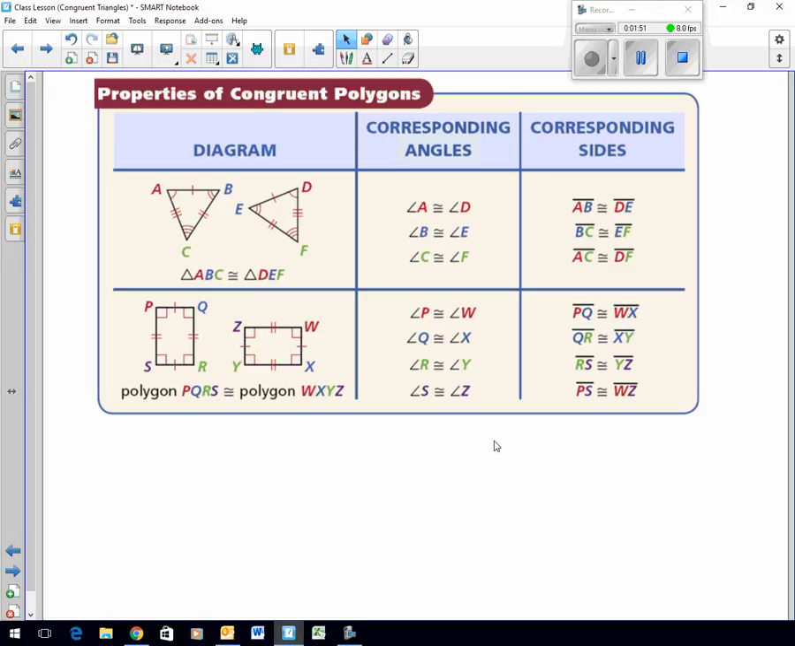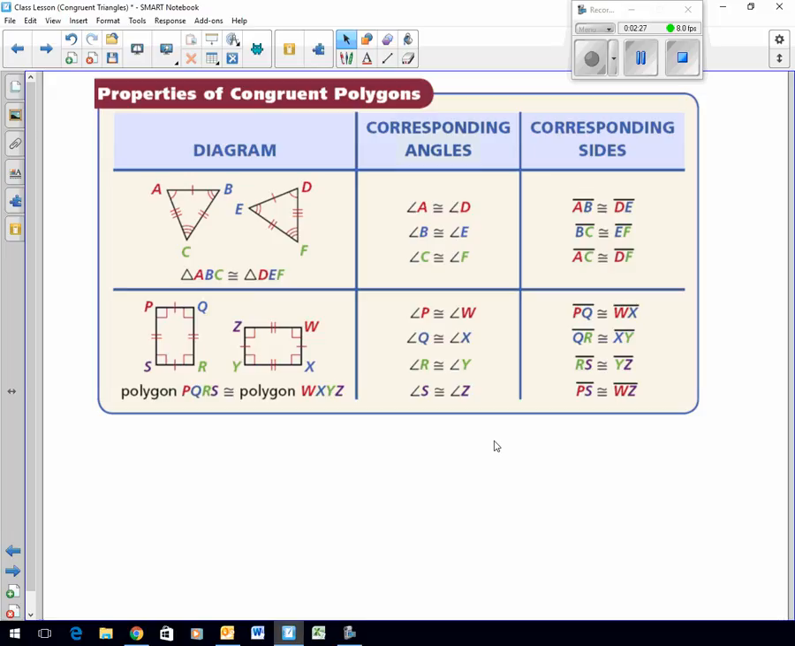Properties of congruent polygons. Okay? In this particular figure, triangle ABC is congruent to triangle DEF. Let's go over these again. Angle A is corresponding to which of these three angles? D. One ring to one ring. It's that simple. Notice how we write it: A, B, C, D, E, F.